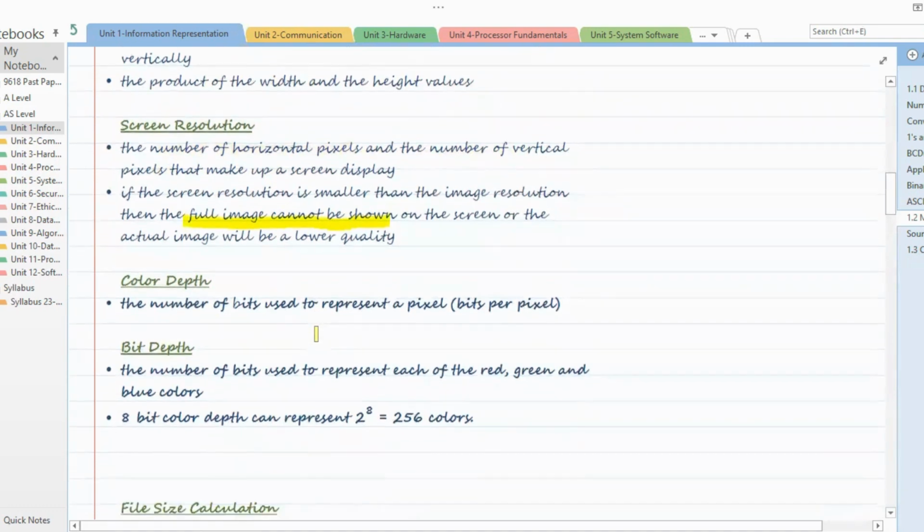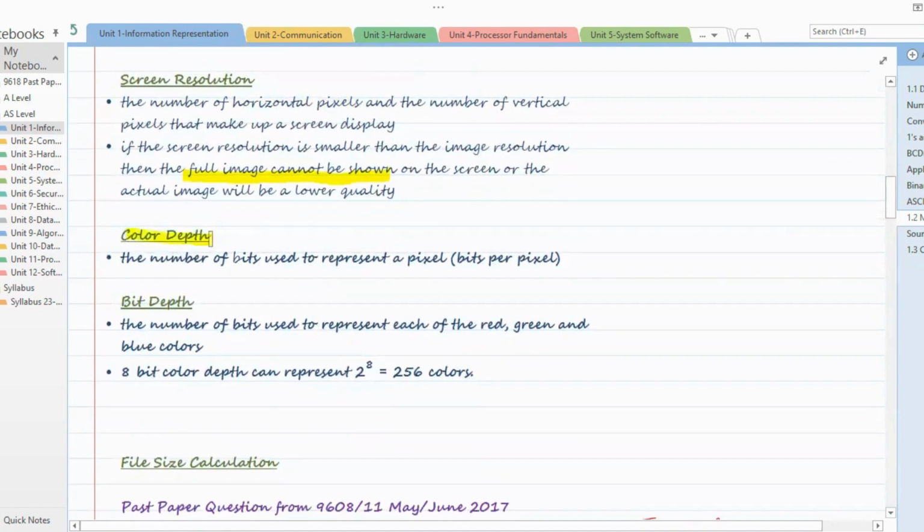Okay. Next is color depth. Color depth and bit depth are normally used interchangeably. Color depth is basically the number of bits used to represent a pixel, or in simpler terms, bits per pixel. How many bits are used to denote one pixel? It is the number of bits used to represent each of the red, green, and blue colors.